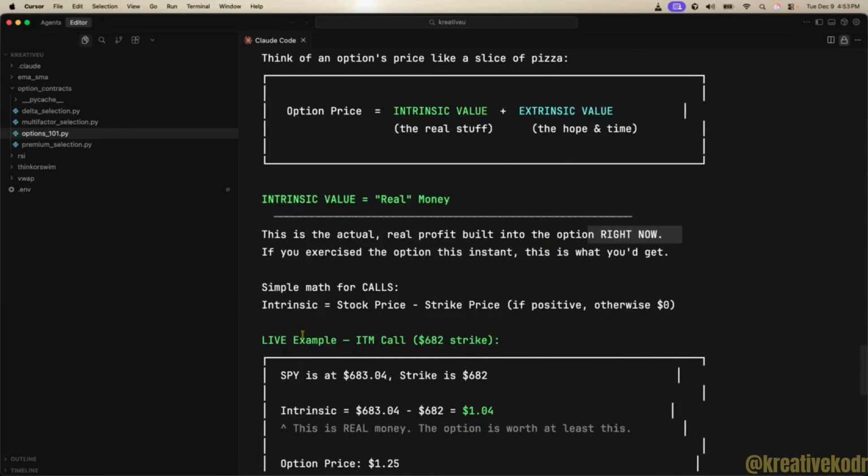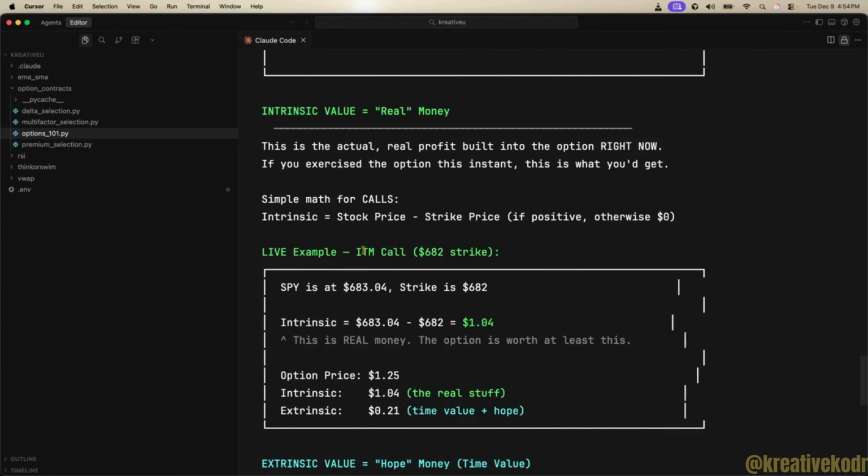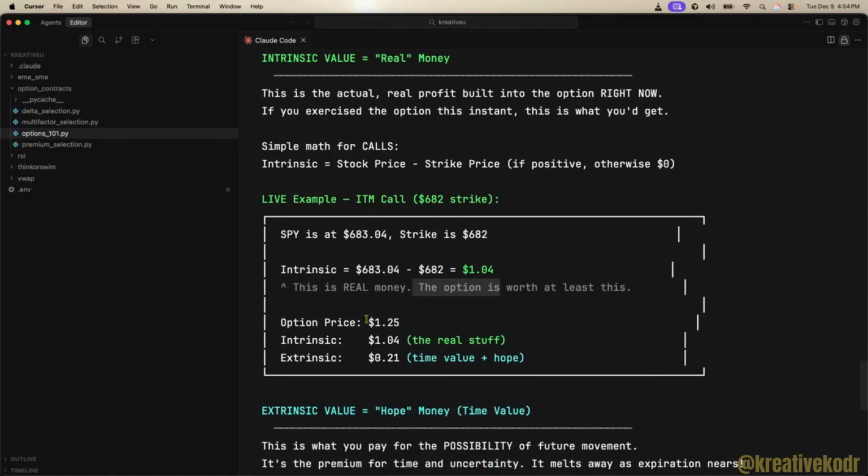Simple math for calls: intrinsic equals the stock price minus the strike price if positive, otherwise it's going to be 0. So a live example, an in the money call of 682, if SPY is at 683.04 and the strike is at 682, the intrinsic value, this is the real money, right? We have 683.04, the current price, minus the strike price 682, and then we have 1.04. This is real money. The option is worth at least that. So the option price is the real stuff plus the hopes and dreams, the time value, plus 21, and we have the option price.